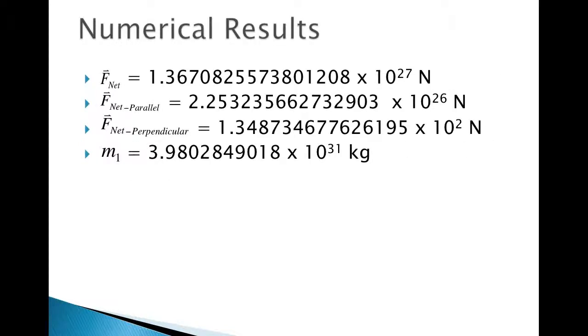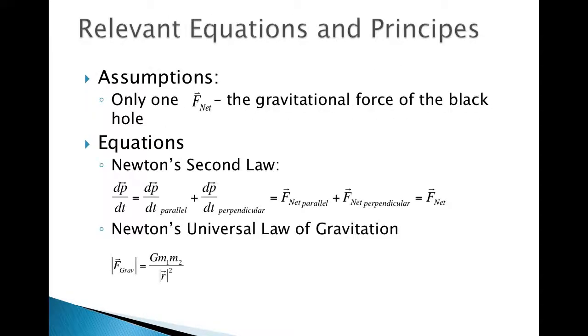The numerical results were that the net force was calculated to be 1.367 times 10 to the 27 newtons. The parallel component of the net force is equal to 2.253 times 10 to the 26 newtons. The perpendicular component of the net force is equal to 1.348 times 10 to the second newtons, and the mass of the black hole was calculated to be 3.98 times 10 to the 31 kilograms.